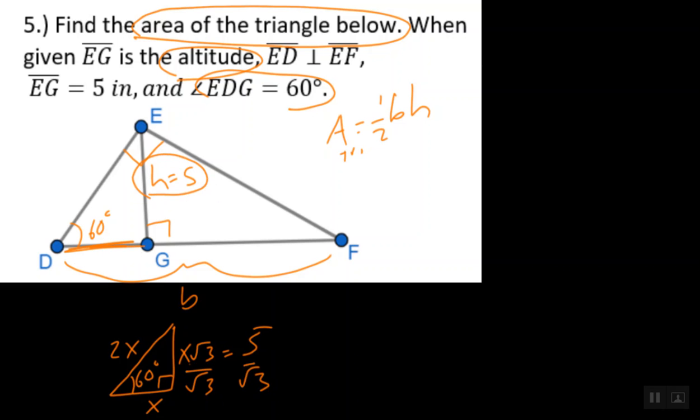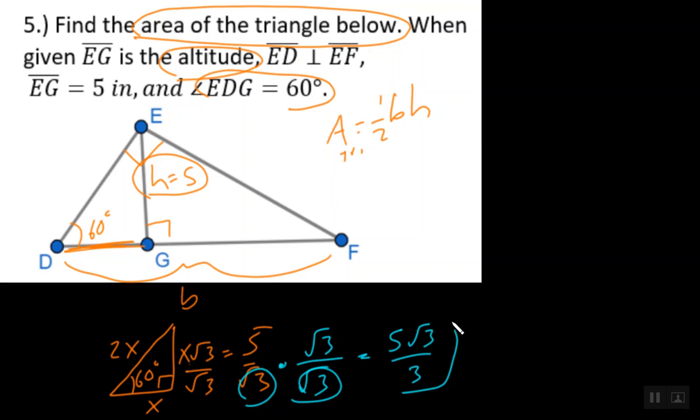Now remember though, 5 divided by the square root of 3 is not a very pretty number. We actually have to do something to it. We have to rationalize the denominator. And we do this by multiplying the top and bottom by the square root of 3. Which gives us our final answer, 5 square root of 3 over, and the square root of 3 times the square root of 3 is just 3. Okay, so I now know that DG is 5 square root of 3 over 3.